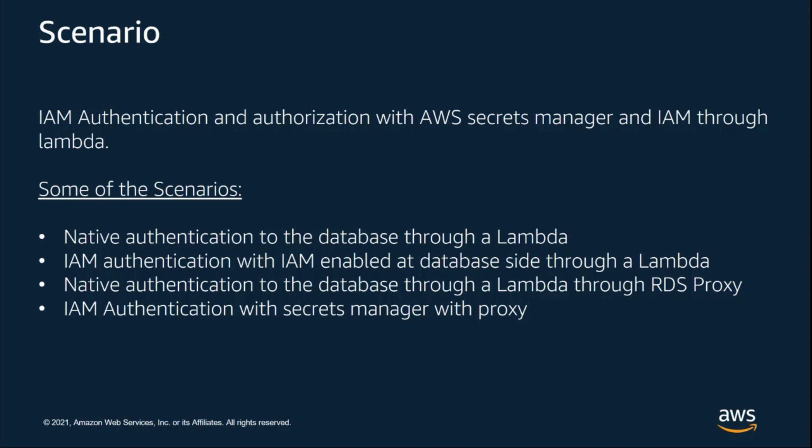The second scenario is about IAM authentication with IAM enabled at the database side through Lambda. So the users will come, and because they're going to assume a role from the IAM authentication, with the role they'll be able to access the database through the Lambda. The third scenario is where we are bringing in the RDS proxy. It's a native authentication where it retrieves the password from the secrets manager, but through the RDS proxy, this Lambda will connect to the database and retrieve the information. And finally, IAM authentication and secrets manager with proxy. And this is where we are going to show you how the centralized authorization is going to come into play.